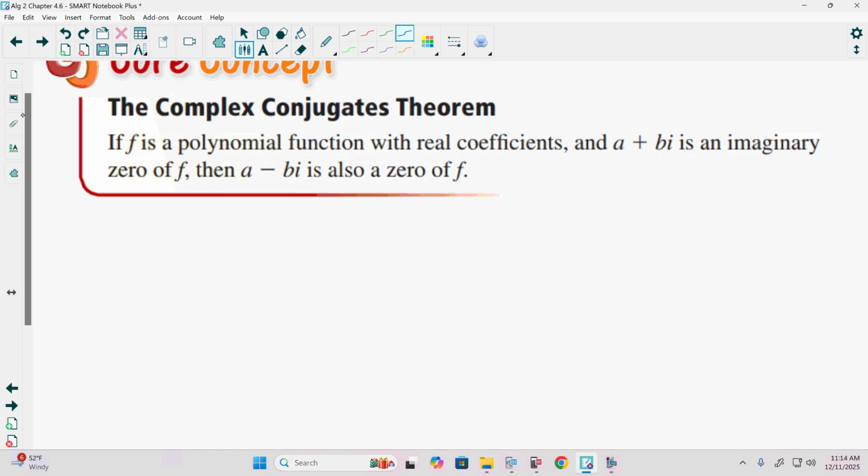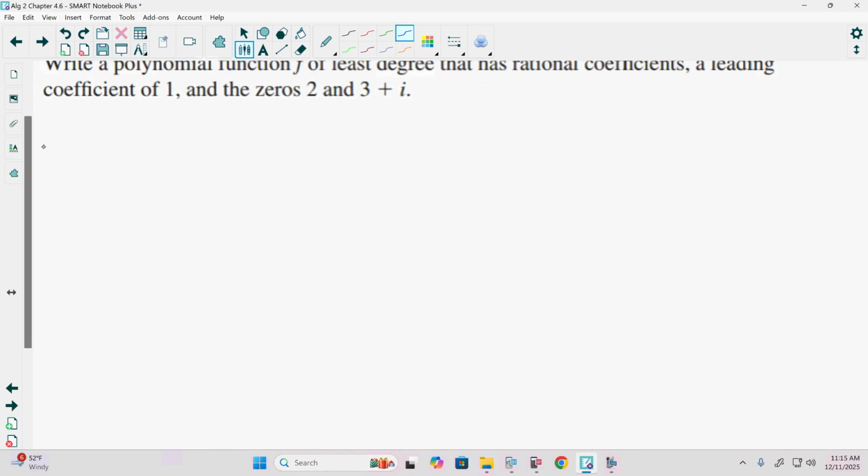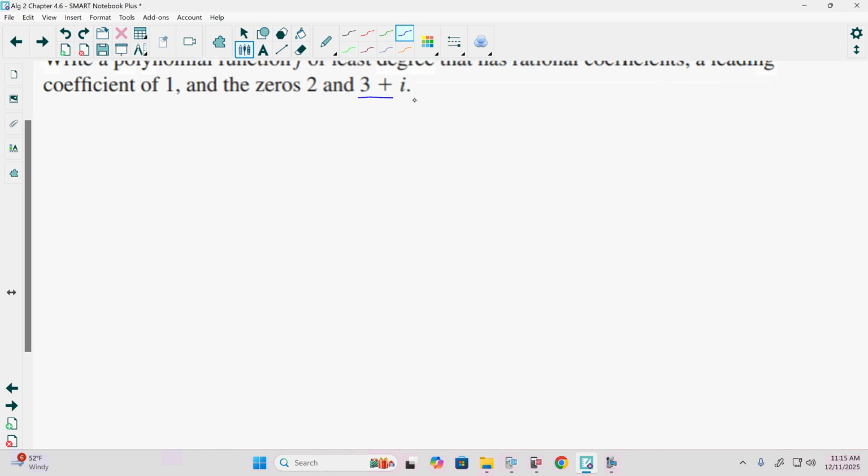Complex conjugate theorem. We've kind of talked about this already. We've talked about it, worked with it, done things with it. If a plus bi is a solution, then a minus bi is a solution. If we have one, we have to have the other. So if we look at a problem like this and they tell us that 3 plus i is a solution, it really means that 3 minus i has to be a solution also. If we have one, then we have the other.